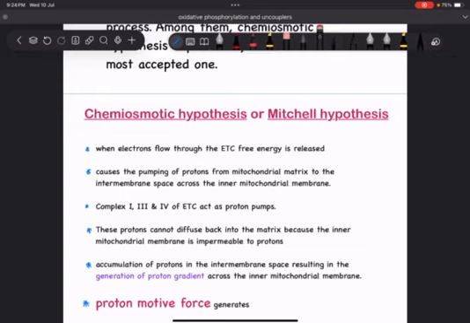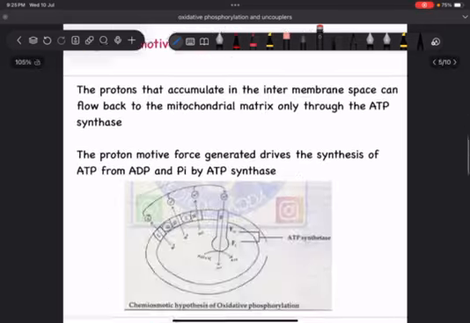So the next topic is the chemiosmotic hypothesis or Mitchell's hypothesis. Why is it called Mitchell's hypothesis? Because it was coined or explained by Mitchell. So the first point is, when electrons flow through this electron transport chain, free energy is released. We can look at this diagram.